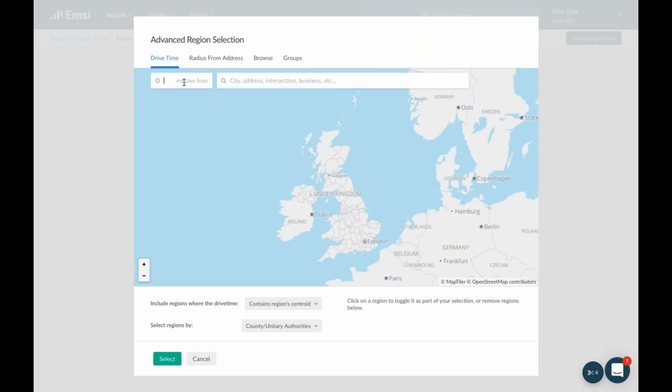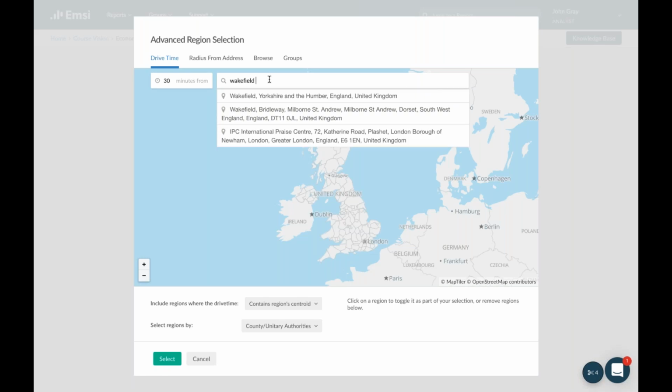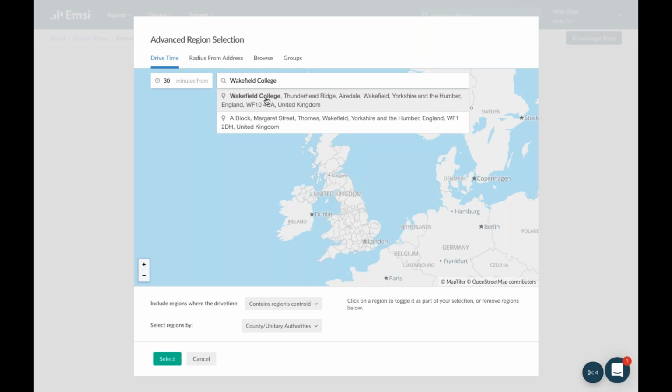So how this tool works, we select a drive in terms of minutes from the address. I'm just going to pick 30 minutes, so a 30-minute drive of Wakefield College. I think we may have a colleague from Wakefield on the call today as well. So we're just going to select that now.